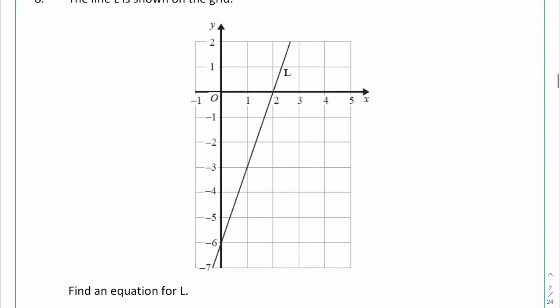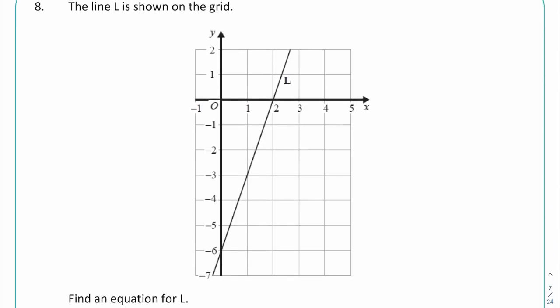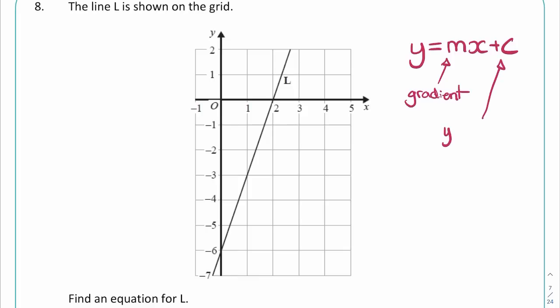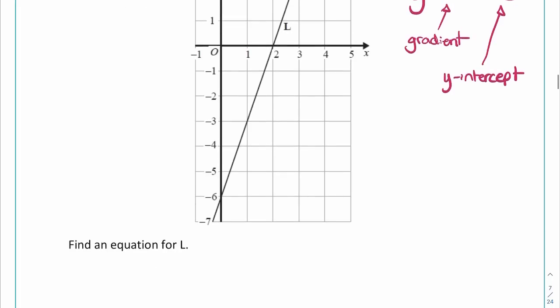Okay, question 8. Find an equation for this line L. So when you're writing the equation of a line, you just need to know that the equation of a line is written in the form y equals mx plus c. From there, you need to know that m is the gradient and c is the y-intercept.